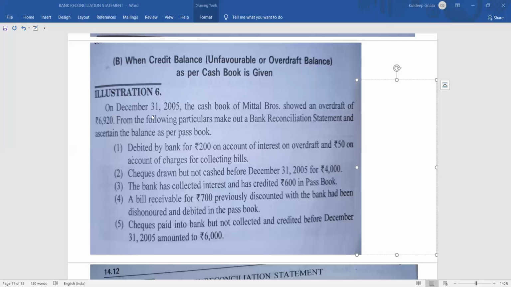Clear? Let's start. Here is a sum. On 31st December 2005, the cash book of Mittal Brothers showed an overdraft of 6,920. What is the deadline? 31st December 2005. So this is the first step. We should know that 31st December 2005 is our deadline. Anything beyond that we are not going to take.